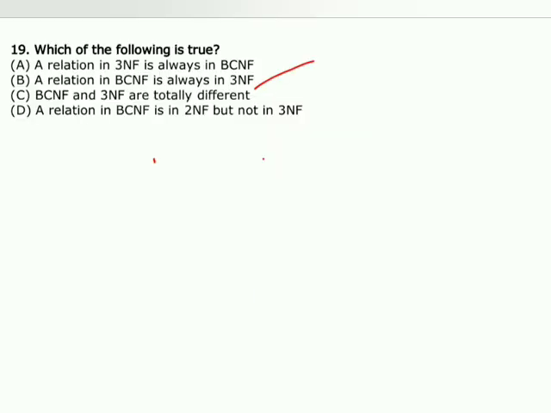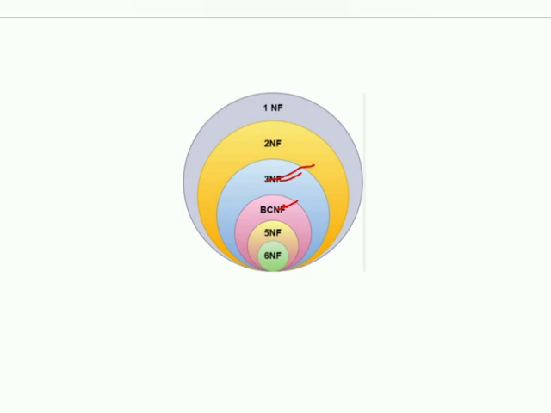If we take any other option, these are wrong. So 3NF is always in BCNF? This is also wrong. BCNF is always in 3NF. So BCNF is a part of the 3NF.